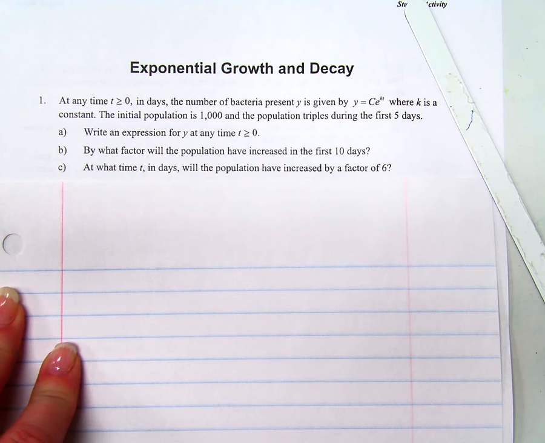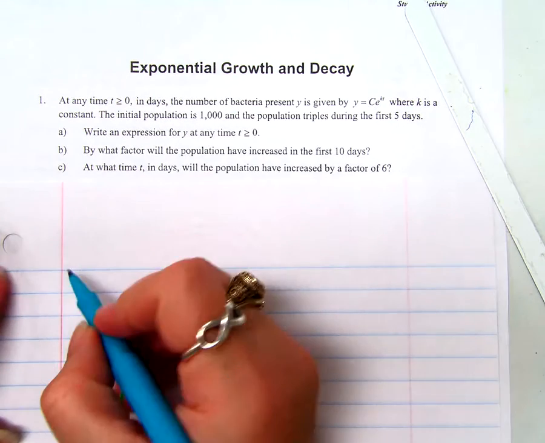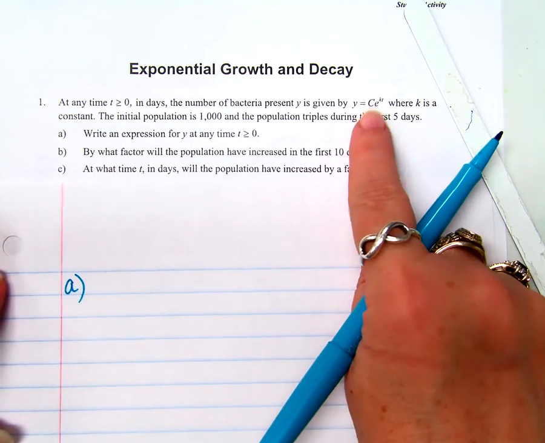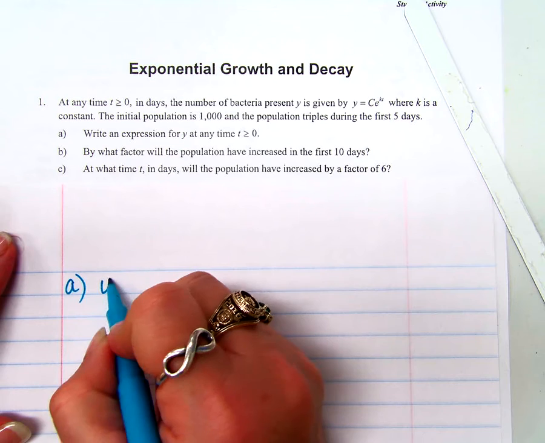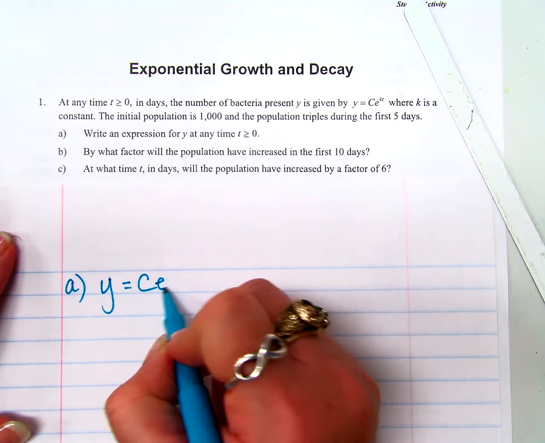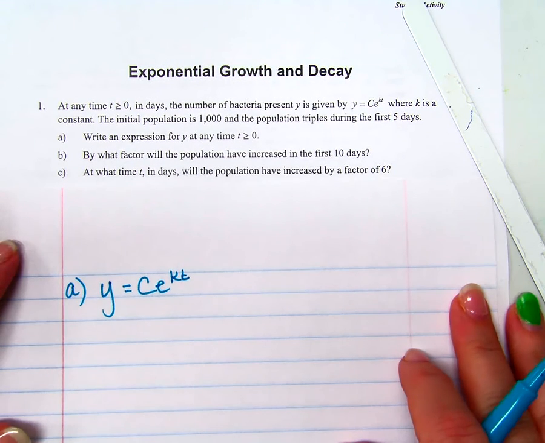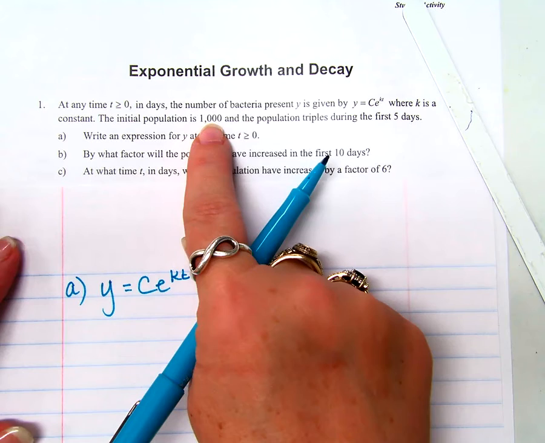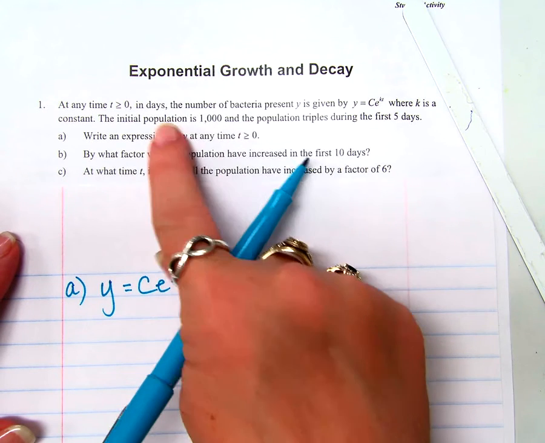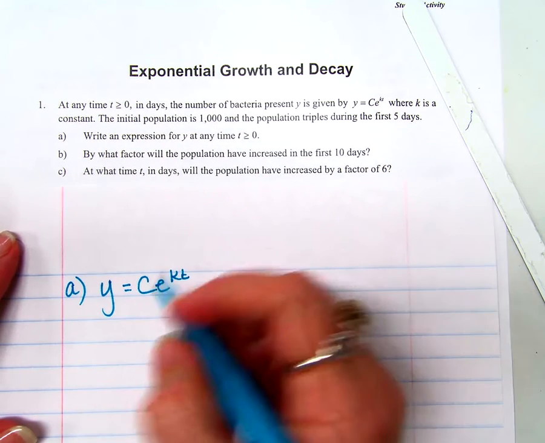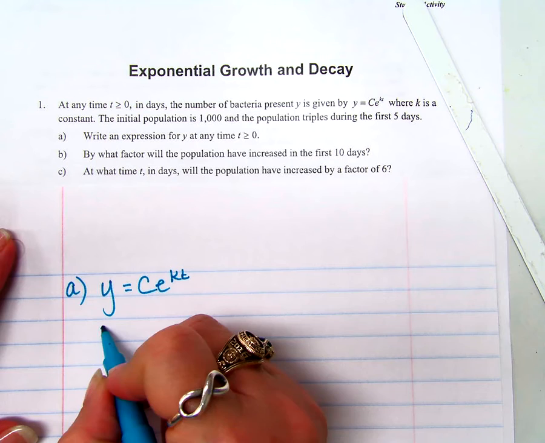Well, where would we start? With the equation they gave you. Okay, good. y equals c e to the kt power. Fill in what we know. That's exactly right. What do we know? We know that C is 1,000. Why do we know C is 1,000? That's the initial population.